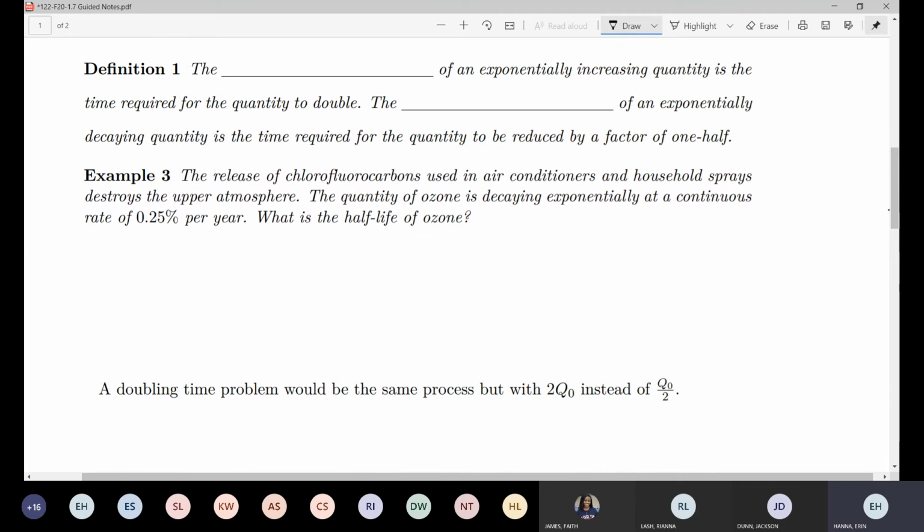So this is the one kind of extra bit you need for 1.7. The doubling time. For an exponentially increasing quantity is the time required for the quantity to double. So obviously it has to be increasing if you want it to double. And then the half-life. If you've ever done chemistry, you've probably heard that before in your life. The half-life of an exponentially decaying quantity is the time required for it to be reduced by a factor of 1/2.